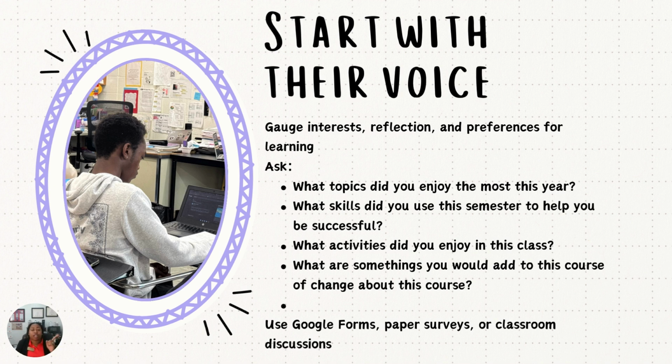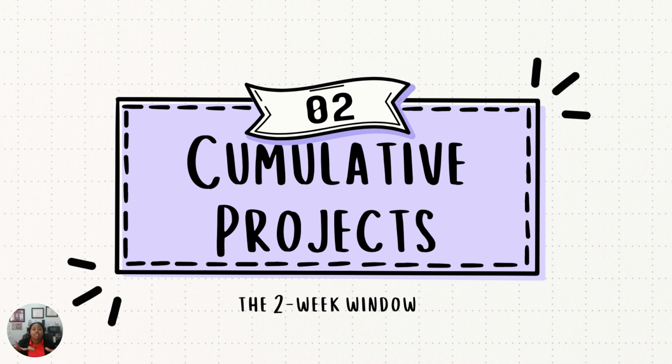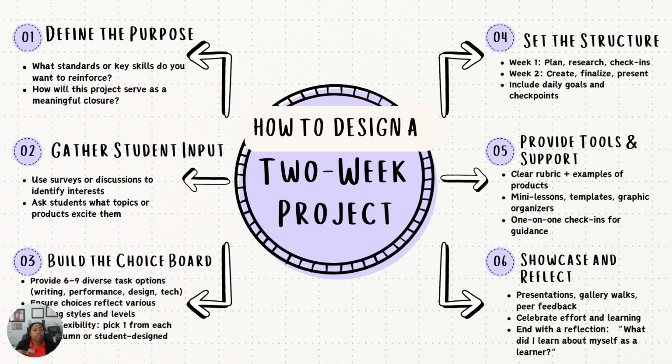One thing that you can do at the end of the year for engagement is student surveys. The next thing is to do a cumulative project. I'm only going to give it to you in a 2 week window because I think you don't need too much time, but you want to make it cumulative. You want to look at some of those high standards.